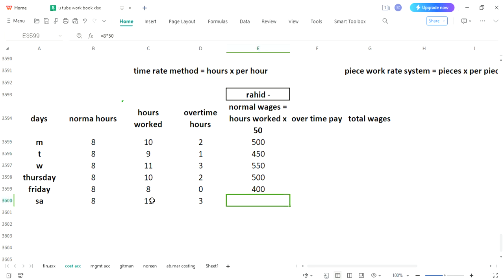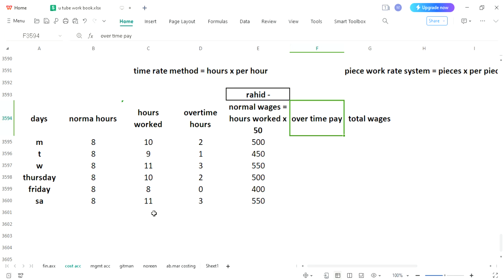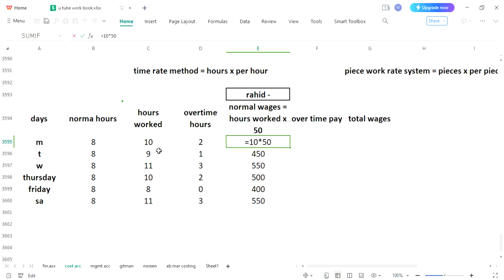For Saturday, hours worked 11 and per hour rate is 50. So this way you have completed your normal wages. Now for overtime payment, please understand, as I have told you, there are two methods. Here we had mixed our overtime into hours worked. Kindly note it down. In 10 hours, 8 were normal and 2 hours were overtime. Since we have calculated normal wages for 10 hours, which already included 2 hours of overtime, one part of overtime has already been paid.